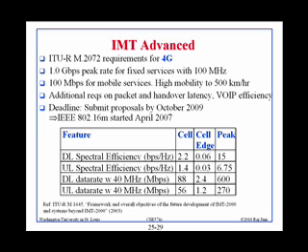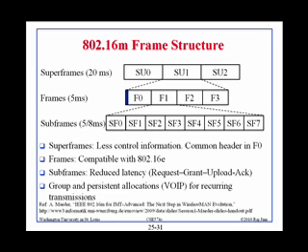Okay, so we're going to talk about 16M. So what does 16M look like? 16M is an extension of 16E, a compatible extension. So if you have a 16E device, one of the requirements is that it should work in 16M. Okay, so that puts some restrictions on what they can do, right? But here are some of the things they did. First of all, they have a super frame now, which is 20 millisecond long, which consists of 4 frames, which are 5 millisecond long, which consists of 8 subframes each, which are 5 by 8 millisecond long.